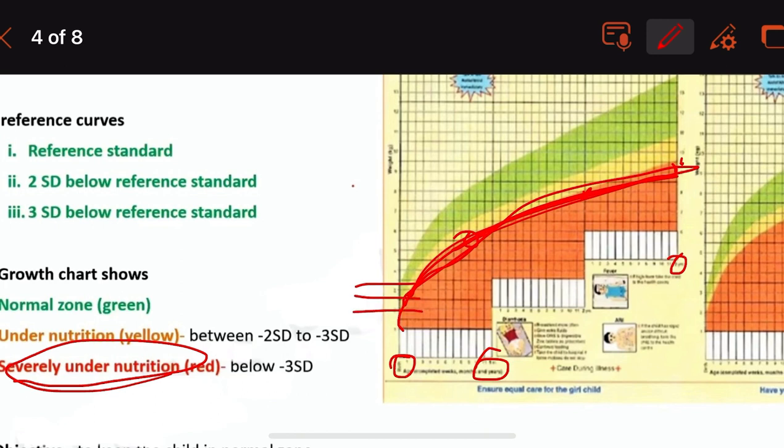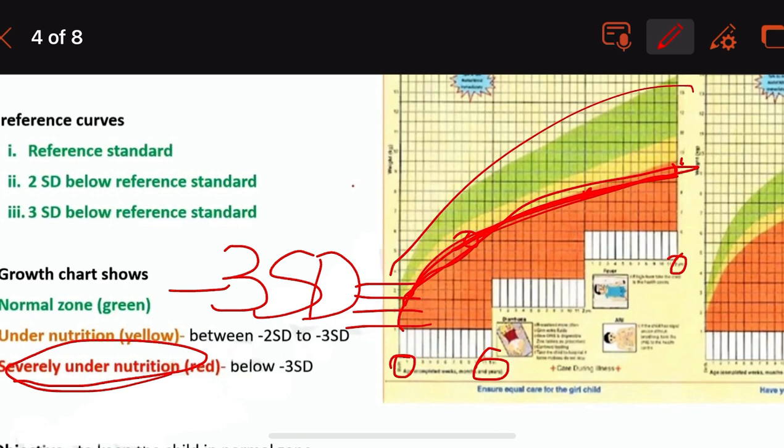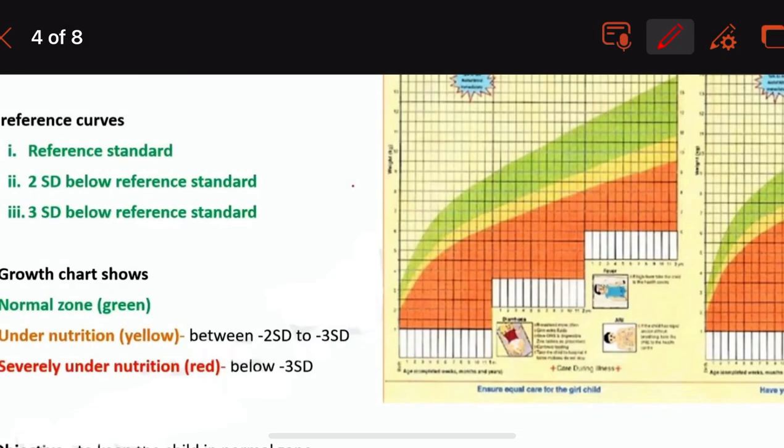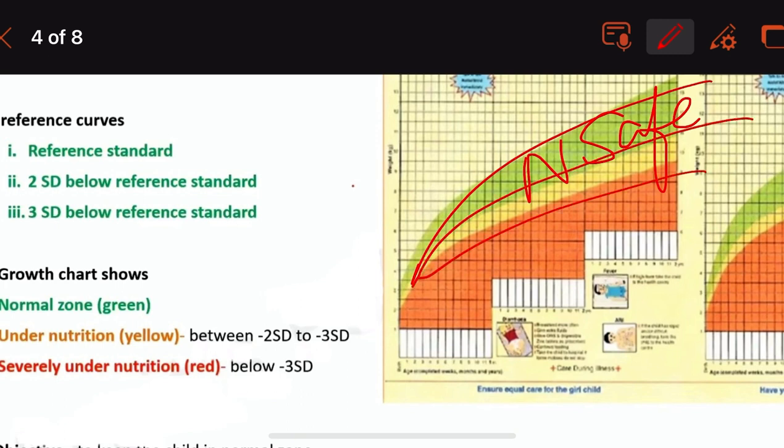It will be minus 3 SD of the reference standard. If it is following the yellow curve, it will be minus 2 SD, and if it is green, it is the normal zone. The baby is safe and not going towards undernutrition. Yellow means it has started going towards undernutrition, and red means the baby is severely undernourished.